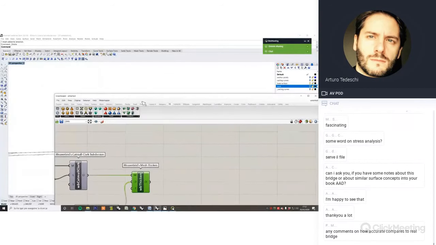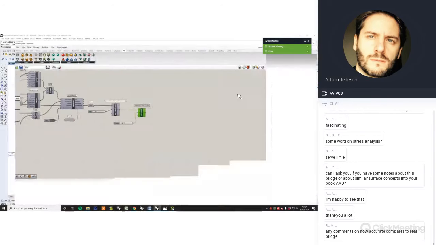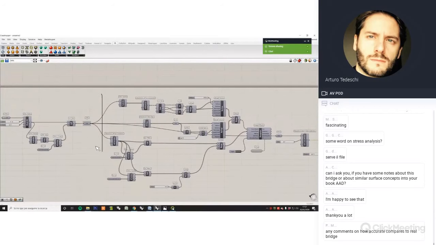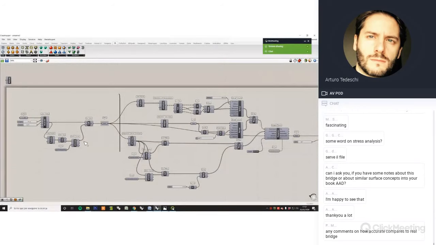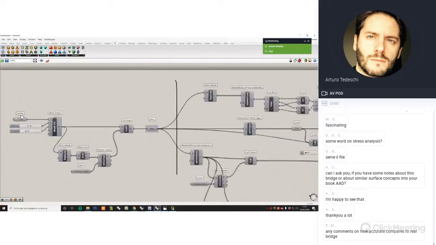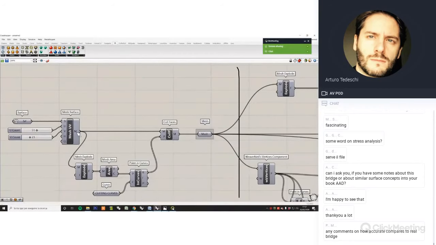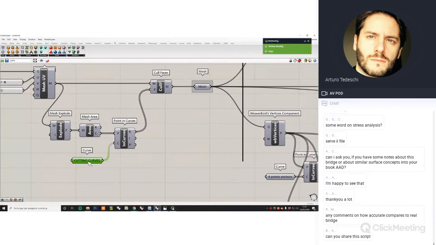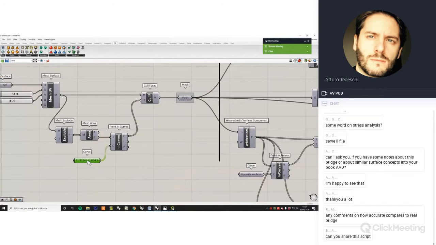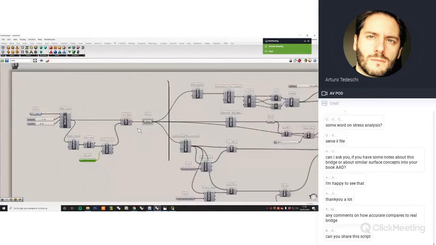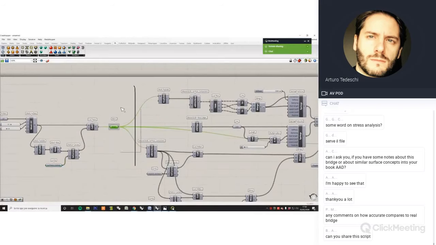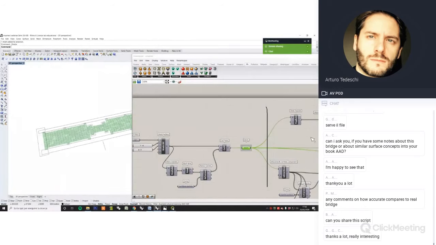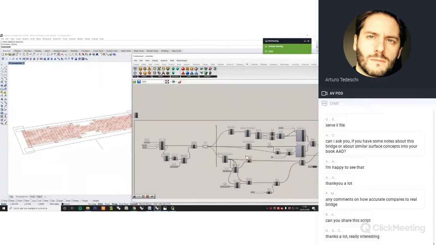So let me just summarize a bit. As you can see, it's a super simple Kangaroo workflow. We have the original surface converted into a mesh, and then using those system of curves, we cut the mesh in order to get the proper geometry, the proper mesh, which is this one. Let me show you. Okay, so everything starts thanks to this.